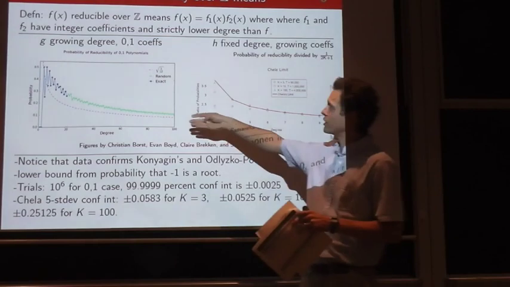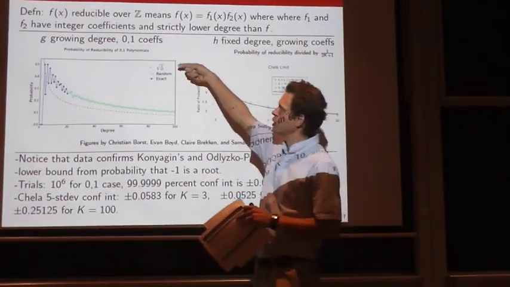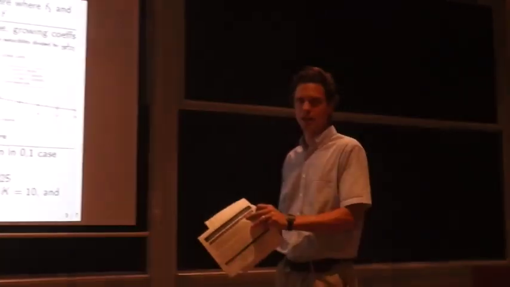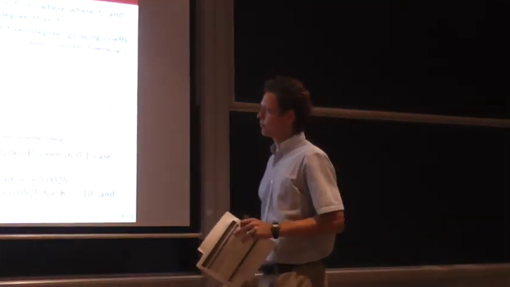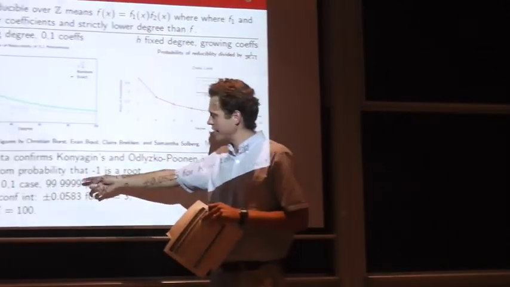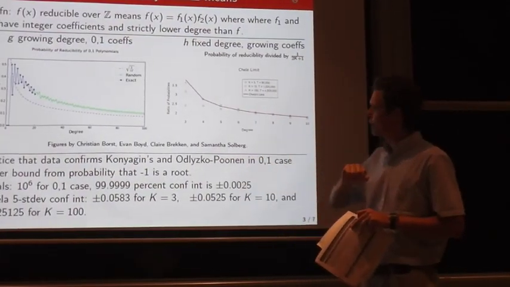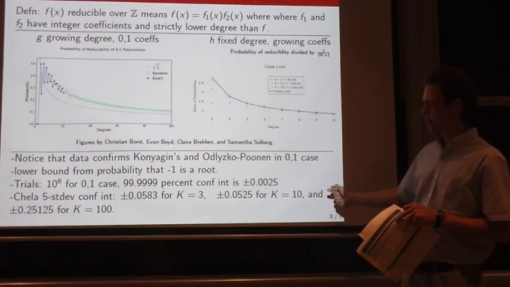It suggests the decay rate should be 2 over pi times d, all square rooted. That comes from just counting. The students could count the number of polynomials that have minus 1 as a root. And this is our 5 standard deviation confidence interval. It's 0.0025. You wouldn't see that on the graph on the left. The confidence intervals you'd see on the one on the right are a little bit bigger.